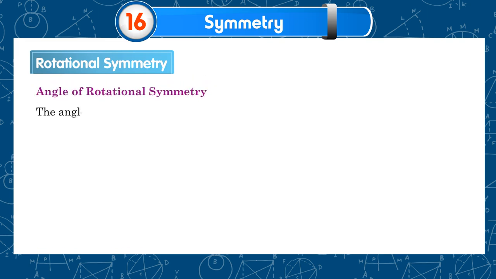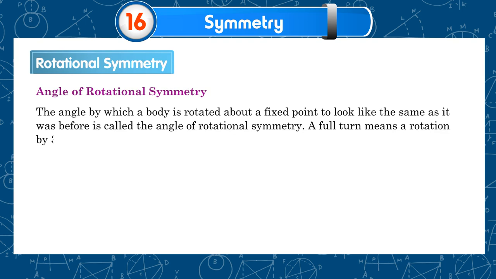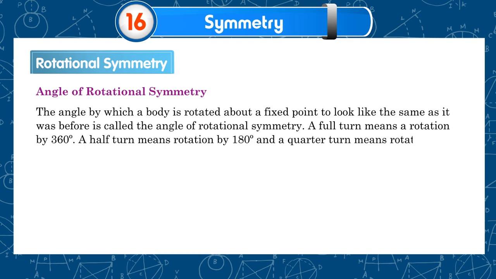Angle of rotational symmetry. The angle by which a body is rotated about a fixed point to look the same as it was before is called the angle of rotational symmetry. A full turn means a rotation by 360 degrees. A half turn means rotation by 180 degrees. And a quarter turn means rotation by 90 degrees.